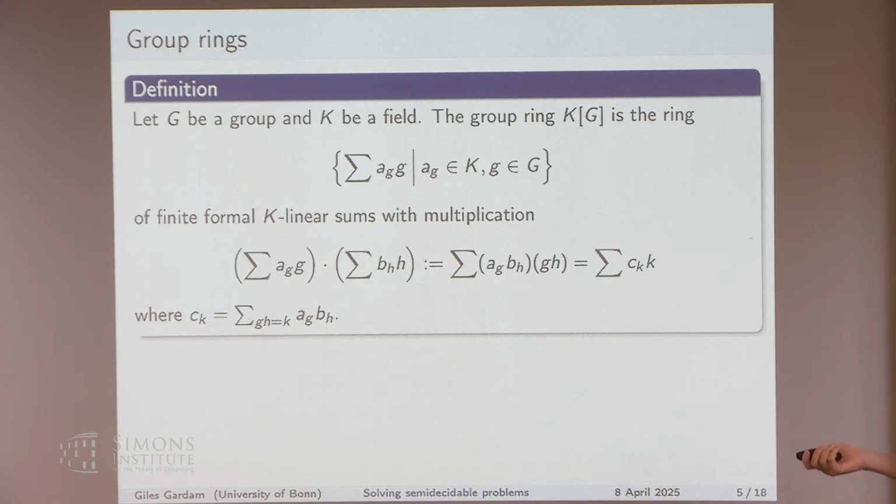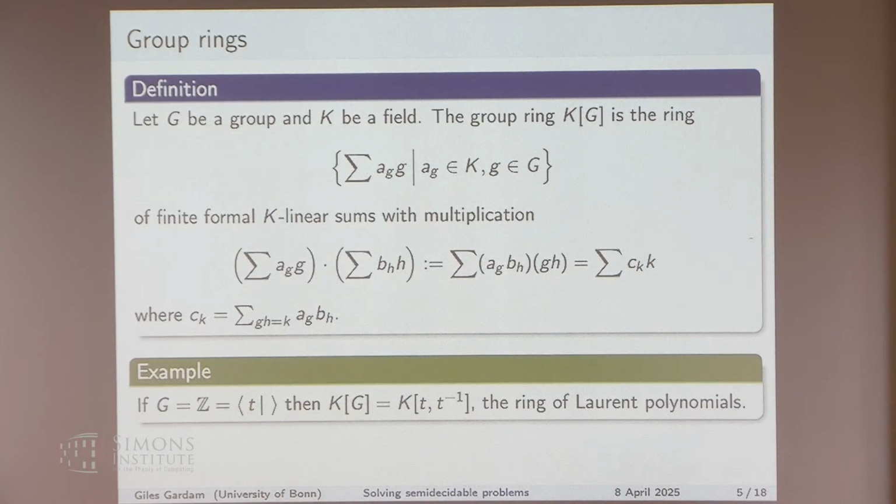So a nice example, which will be very illustrative for the things I want to talk about later, is if my group G is just the infinite cyclic group, the integers, Z, which I'm going to write as the group with one generator and no relations. So this consists of all positive and negative powers of t. And now, if I consider k-linear sums of those positive and negative powers of t, I'm just obviously writing down polynomials in t and t inverse. And really, this is exactly the ring of Laurent polynomials that we get back.